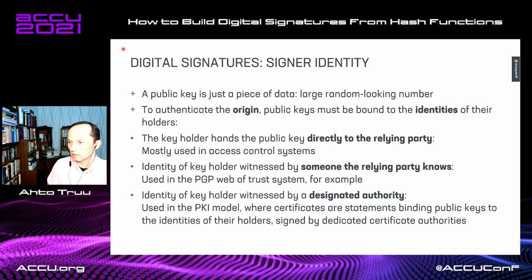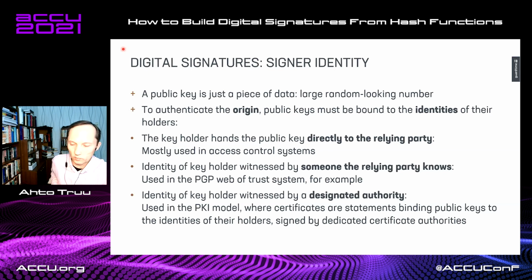And the key holder, then how do the verifiers know which public key corresponds to which key holder? So there are three main models for that. The first one is that the key holder can hand the public key directly to the relying party. And this is mostly used in access control systems.